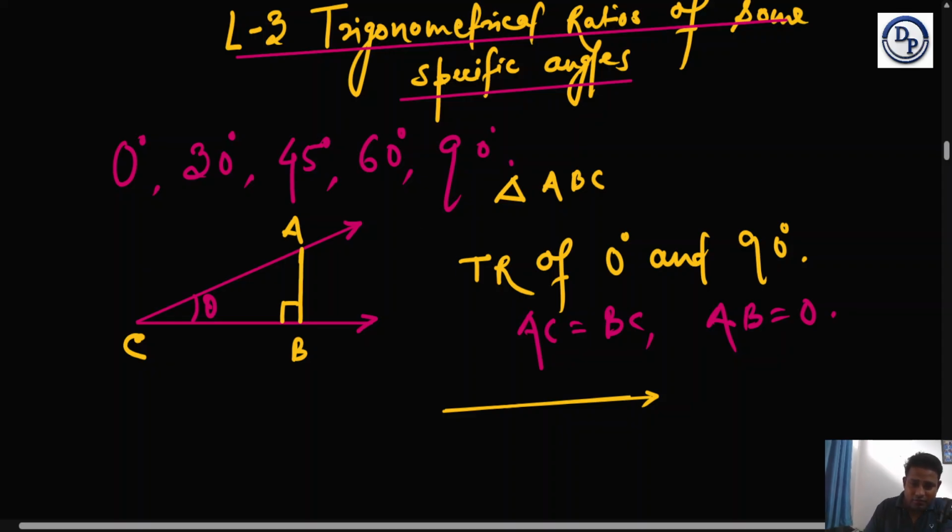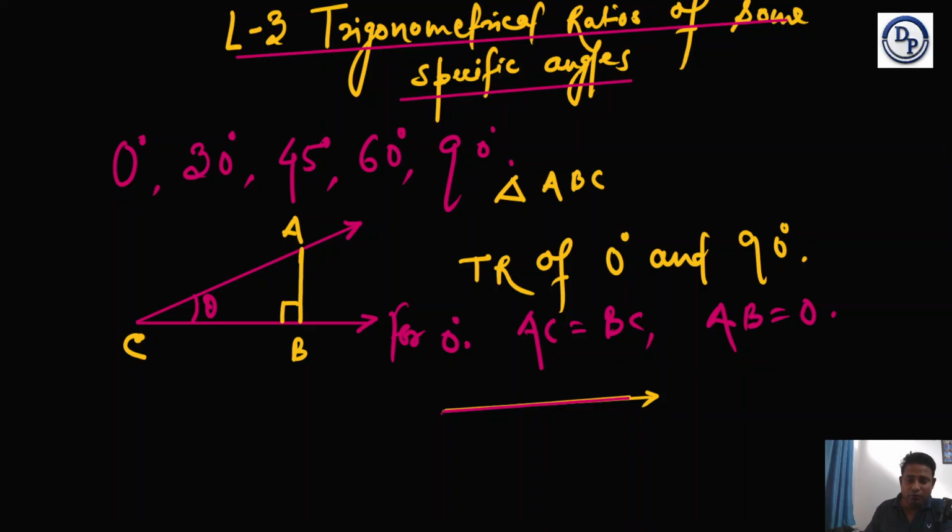We'll move this side of the triangle like this. The angle is becoming 0. When this becomes 0, A comes over B and coincides with it, and therefore AC becomes BC, whereas AB simply becomes 0, because the measure of AB is getting reduced and reduced. At point B, AB becomes 0. That is what I have mentioned here. This is for 0 degree.